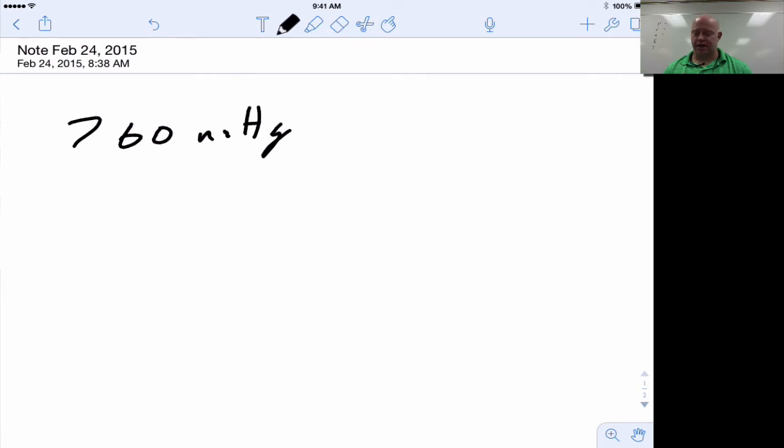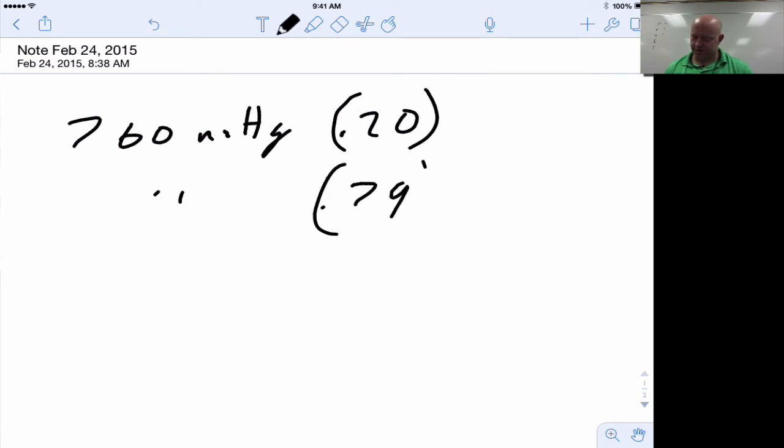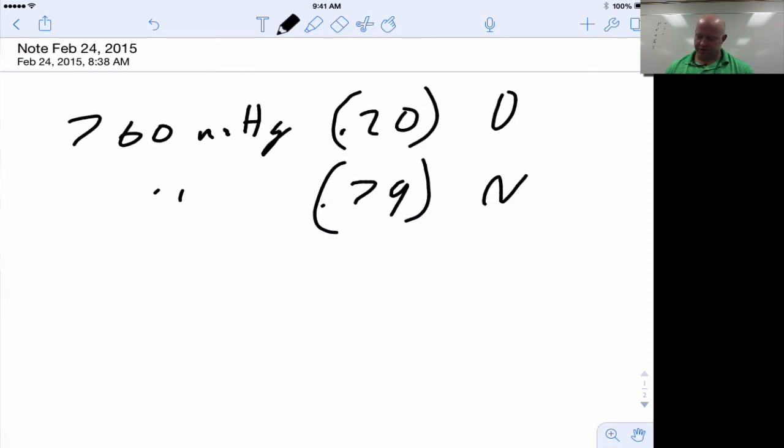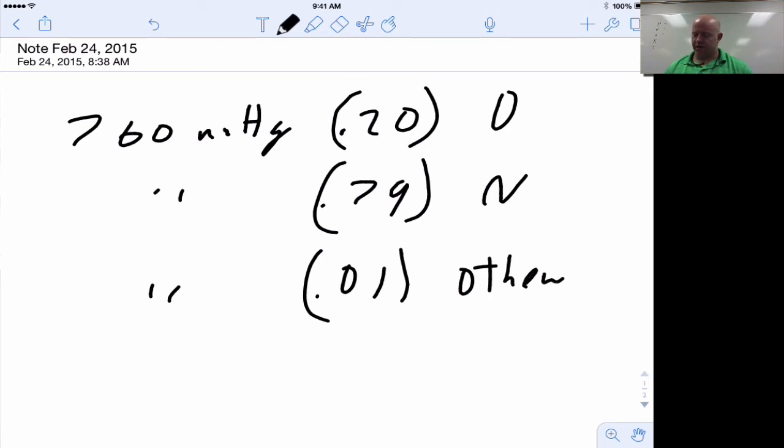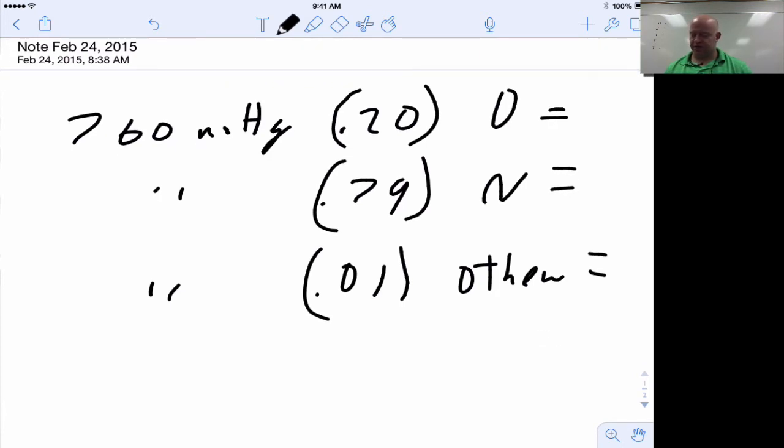We know that 20% is oxygen, so we're going to take that times 0.2 for 20%, and then we're going to do the same thing times 0.79 for our nitrogen. So this is our oxygen, this is our nitrogen, and then of course take that same 760 times 0.01 for our other gases. If we do that, we should be able to get to an answer. All we really have to do is take the 760 times 0.2, 0.79, and 0.01, and we'll figure out the contribution of each one of those gases.